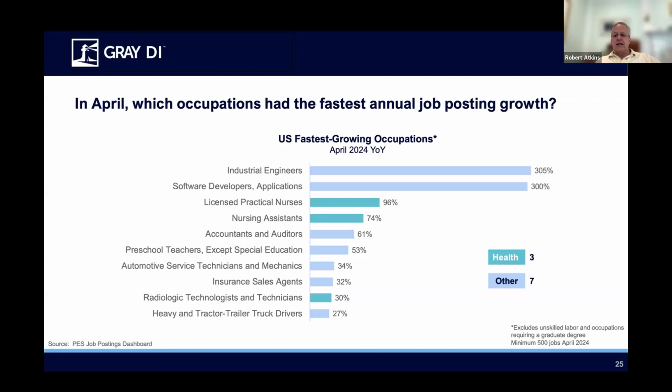What else? Healthcare had 3 entries here: licensed practical nurses and nursing assistants, followed by our rad techs. We saw 3 times in the enrollment growth as well. So very interesting program, and there appears to be alignment between the growth in the number of jobs and the growth in the interest in it from a student perspective.